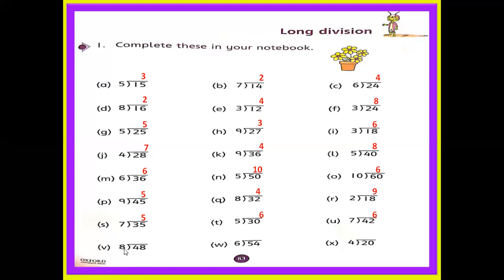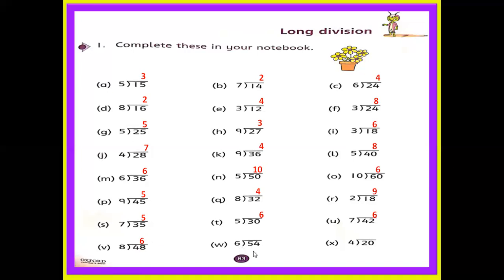48 divided by 8. Read the table of 8, and 8 is a divisor here, and 48 is dividend. So we will read the table of the divisor. 8 ones are 8, 8 twos are 16, 8 threes are 24, 8 fours are 32, 8 fives are 40, 8 sixes are 48. So what is the answer? 6.